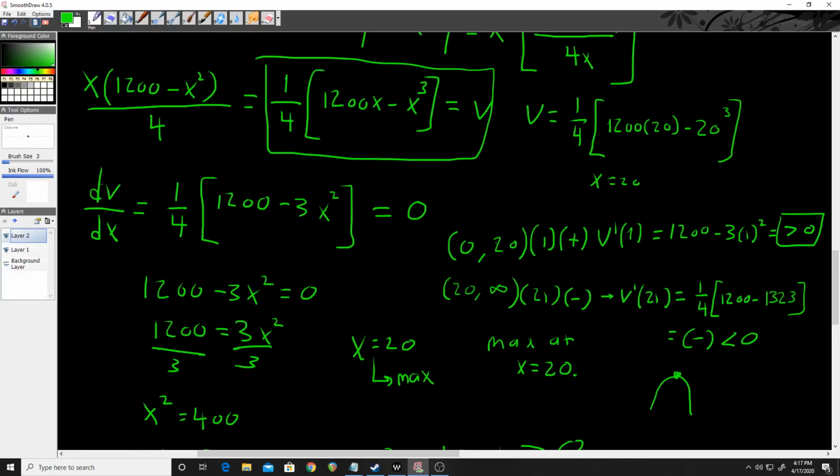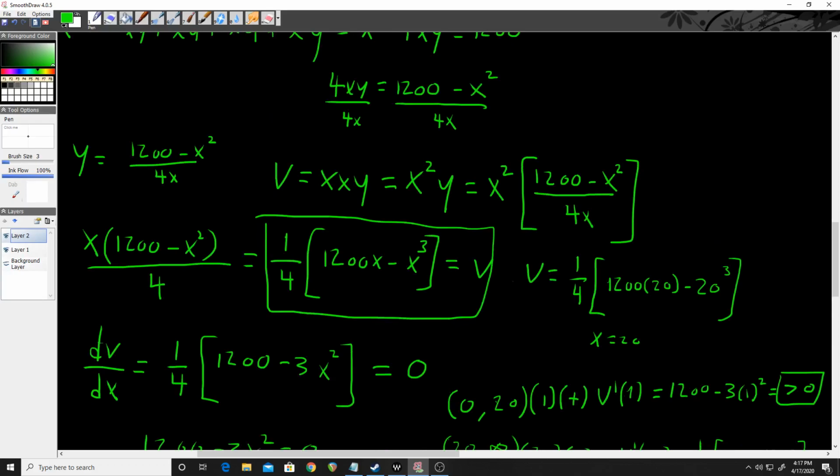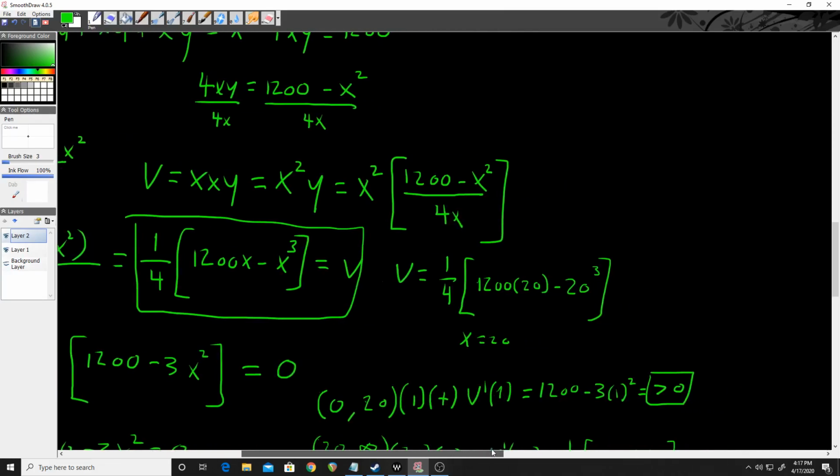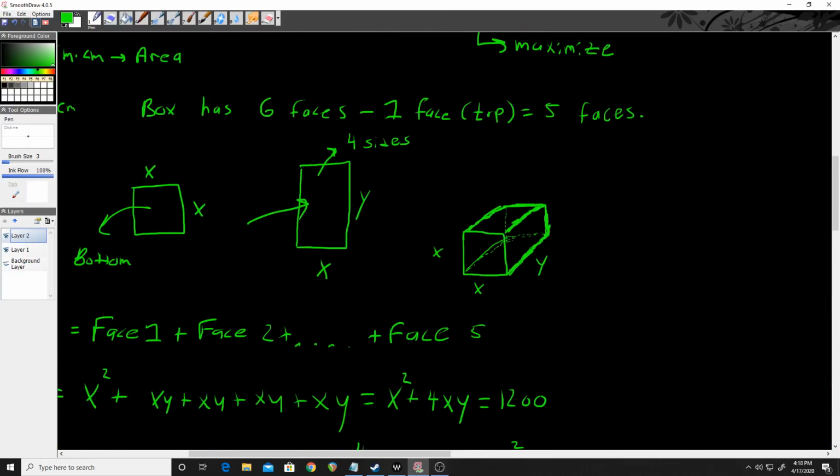Where was I? I thought I was writing somewhere. Where did it go? X equals 20. Yeah, here we were. Right here. 1/4 times 16,000, which is 4,000 cubic centimeters. Centimeter times centimeter times centimeter. Yep, awesome. There we go. There's the maximum volume. Another optimization problem.